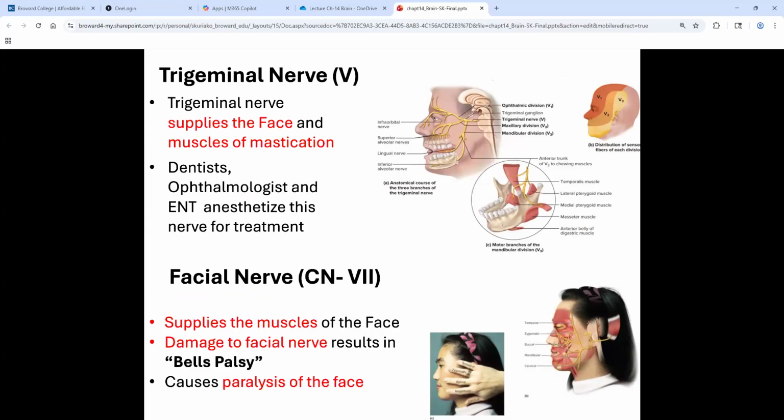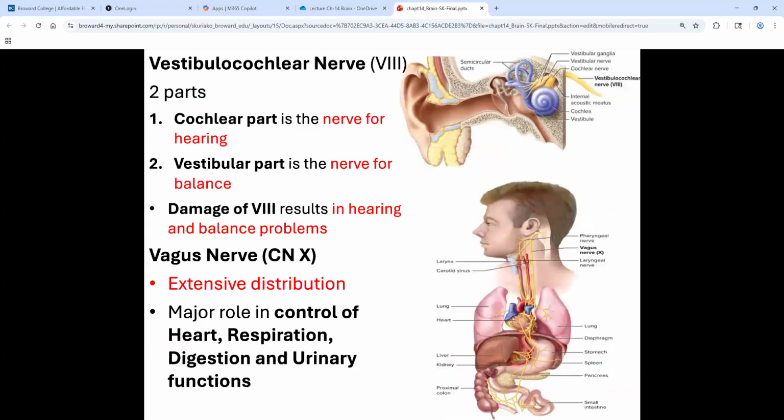Then you have a nerve called facial nerve. Facial nerve supplies the muscles of the face, and if you have damage to the facial nerve, you have a condition called Bell's palsy. Remember that, Bell's, B-E-L-L-S, Bell's palsy. That means one side of the face will become paralyzed, so they will have a very peculiar look if it's damaged.